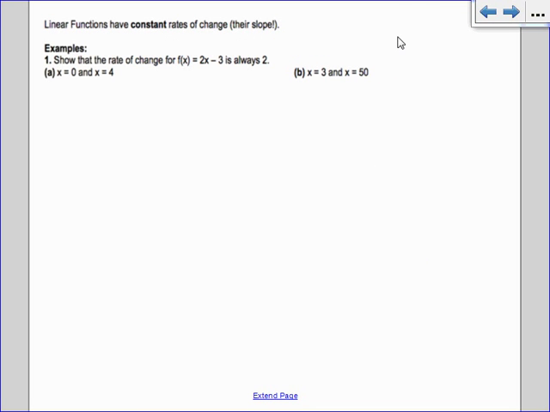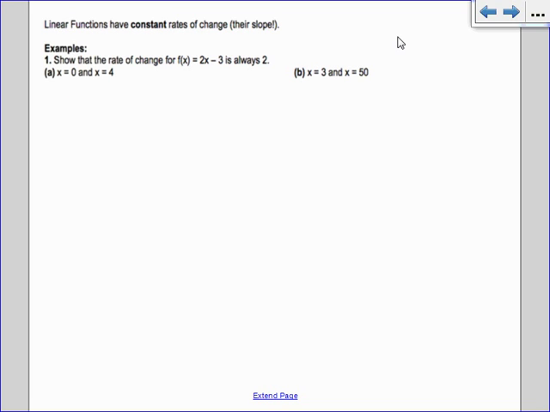All right, so it says linear functions have constant rates of change. For linear functions, their slope, their average rate of change, is always the same, right? It's always the m. So every single example I do for number 1 is going to have the same answer. It's going to be 2. It says show that the rate of change for f of x equals 2x plus 3 is always 2. So we're going to try A, B, and C.